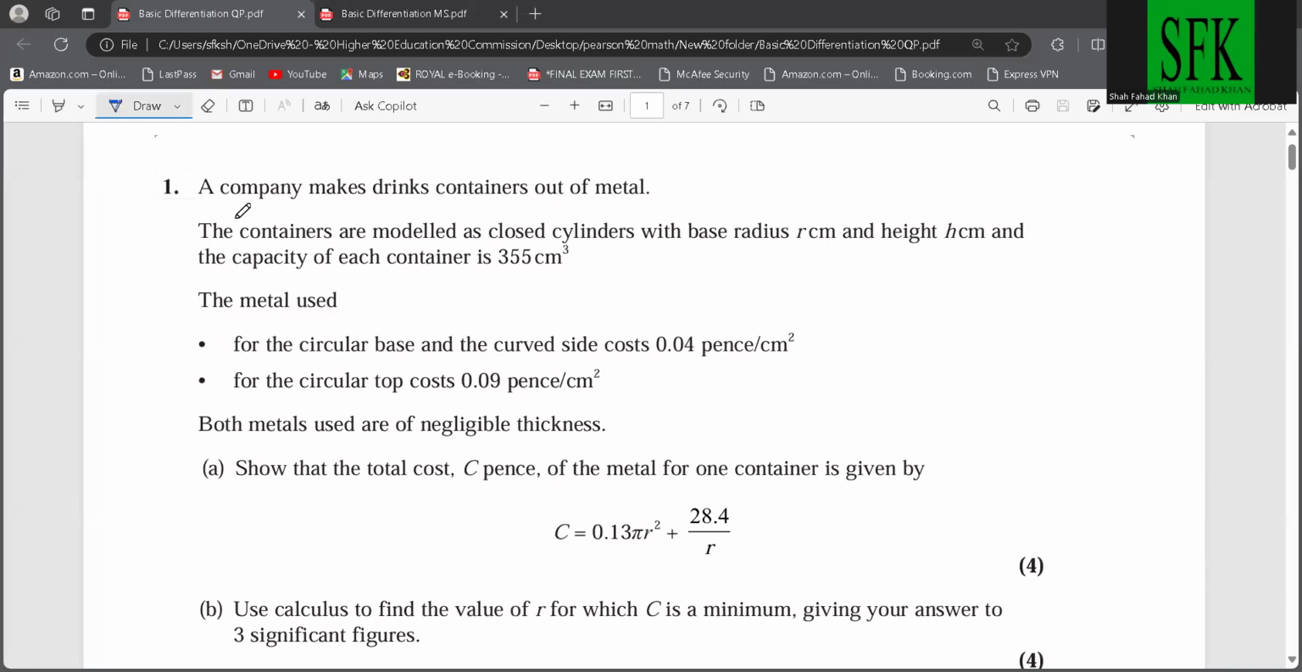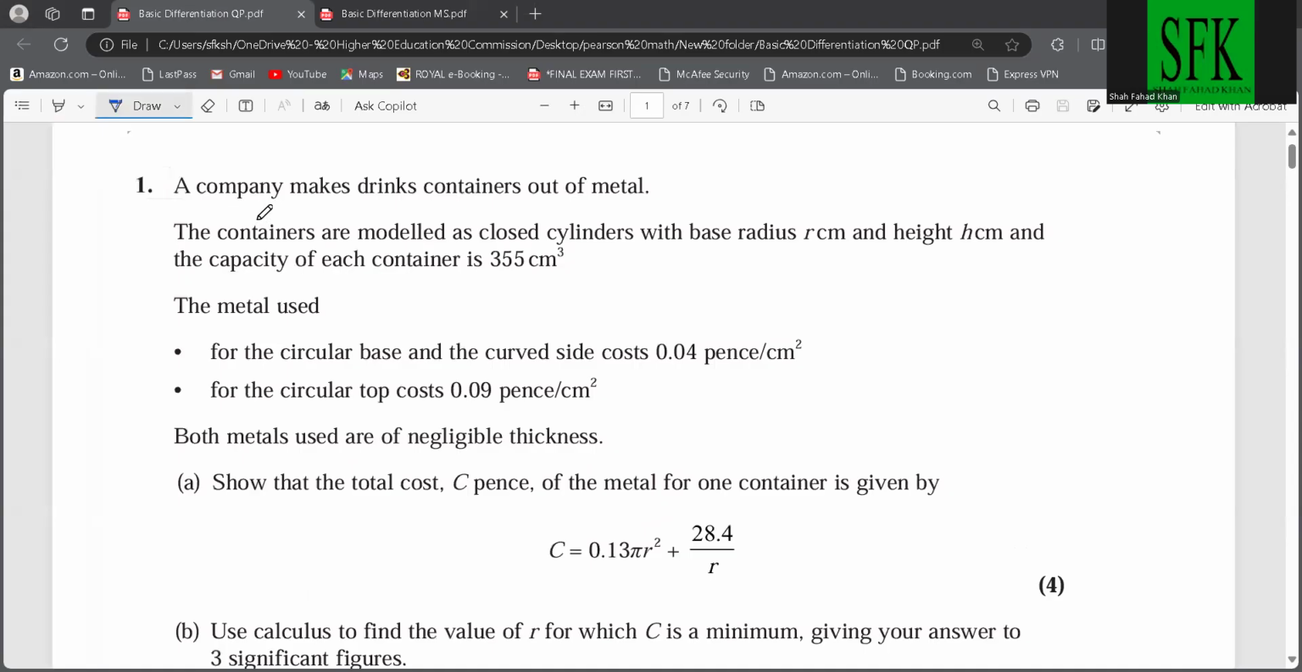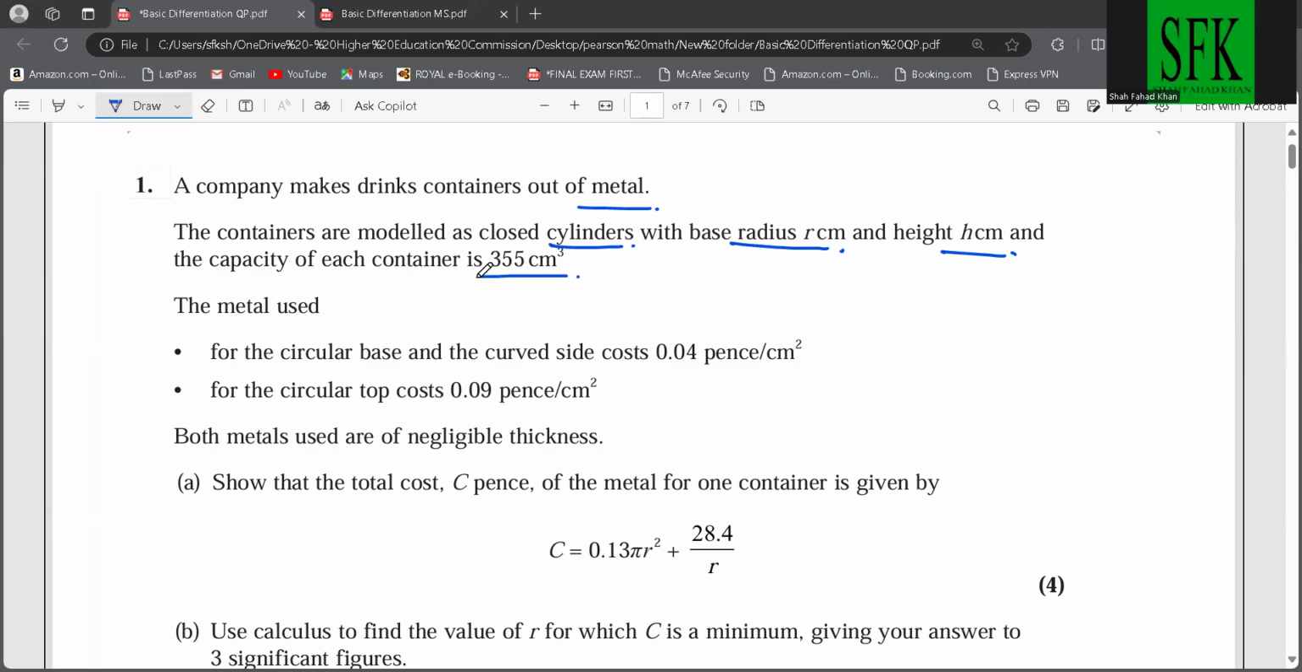So let's do a question on differentiation. A company makes drinks containers out of metal. The containers are modeled as closed cylinders with base radius r centimeters and height h centimeters. The capacity of each container is 355 centimeters cubed, which is the volume given. The metal used for the circular base and the curved side costs 0.04 pence per centimeter squared, and for the top costs 0.09 pence per centimeter squared. So this is the top, and this is the base, as well as the curved side. Both metals used are of negligible thickness.